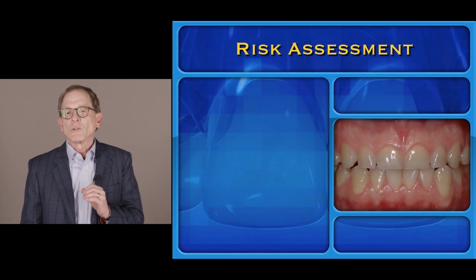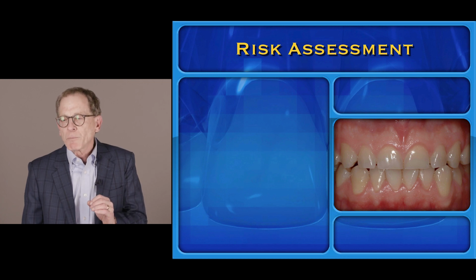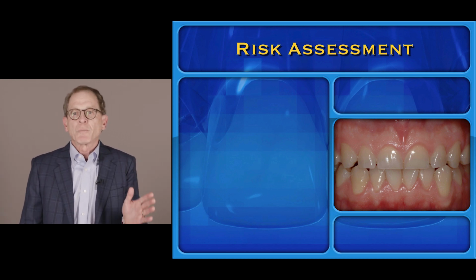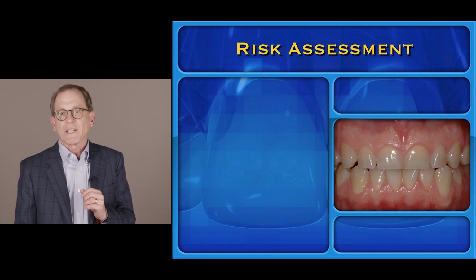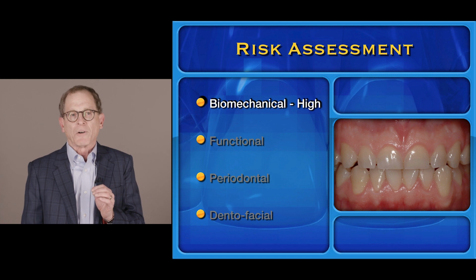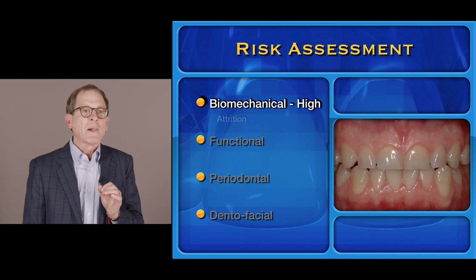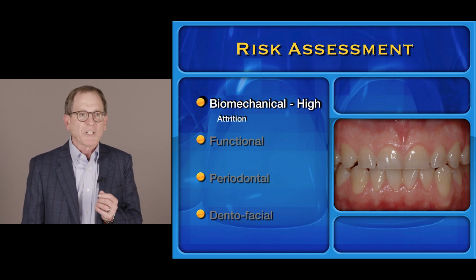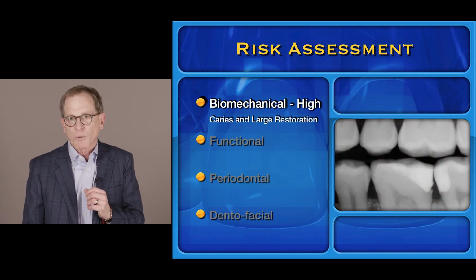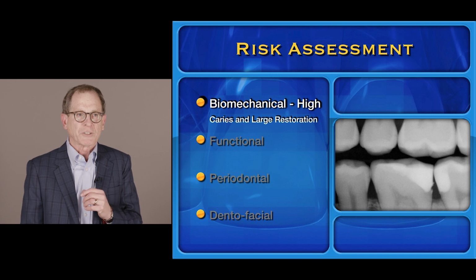The next thing we're going to do is a risk assessment. The reason it's important to do a risk assessment is because that which has happened in the past is a good predictor of what's probably going to happen to our dentistry in the future. So we're going to look at 4 areas. The first is biomechanical, and his risk is high. Biomechanical is looking at attrition, erosion, and caries in the large restorations that Oscar already brings to us.